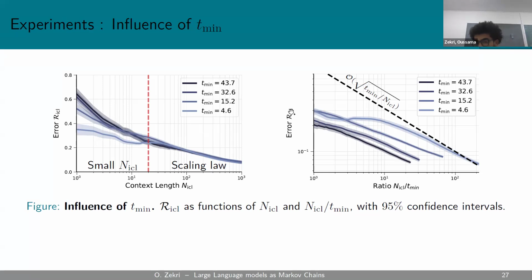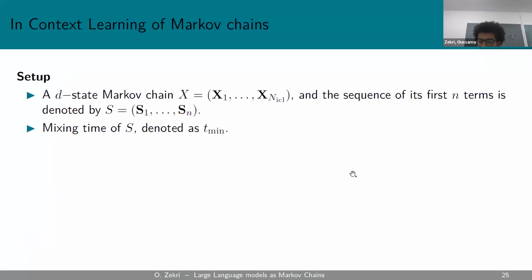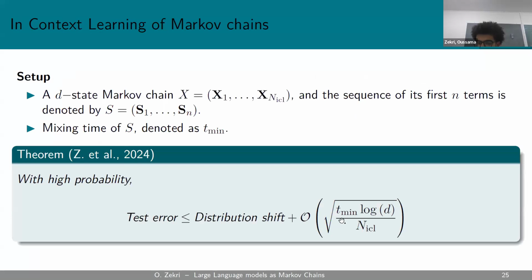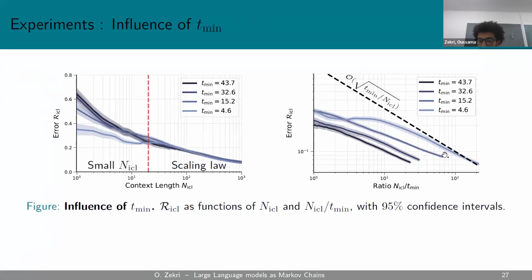And if you plot the same error on another scale with a ratio, you will clearly see the scaling law given by the theorem, because remember you have something like square root of t_mix over n ICL. So if you use this ratio, you will clearly see this with the value of t_mix now.